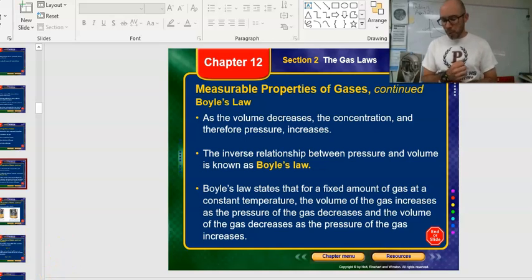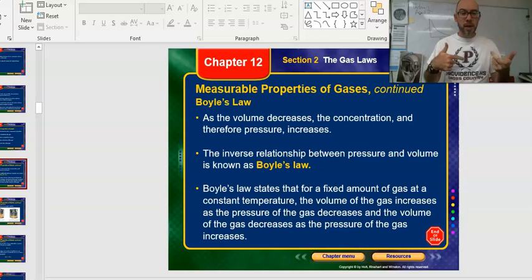Okay, so our first law is Boyle's law. Boyle's law is comparing volume and pressure. As the volume decreases, the concentration, therefore pressure, increases, and vice versa. If the volume increases, then the pressure decreases. This, as it says, is an inverse relationship between pressure and volume known as Boyle's law. For a fixed amount of gas at a constant temperature, the volume of the gas increases as the pressure of the gas decreases, and the volume of the gas decreases as the pressure of the gas increases.